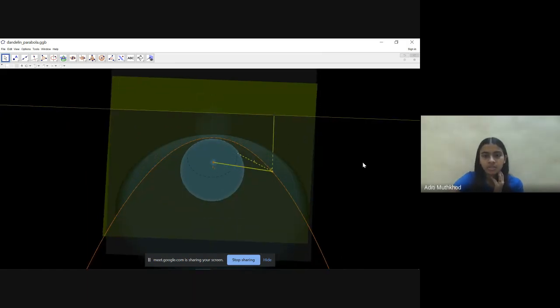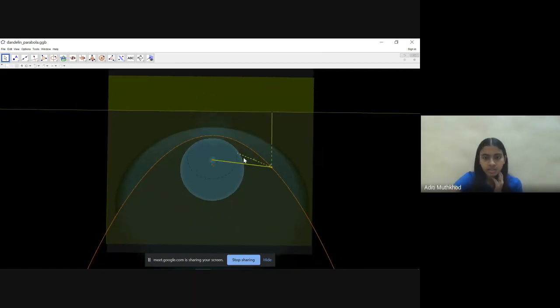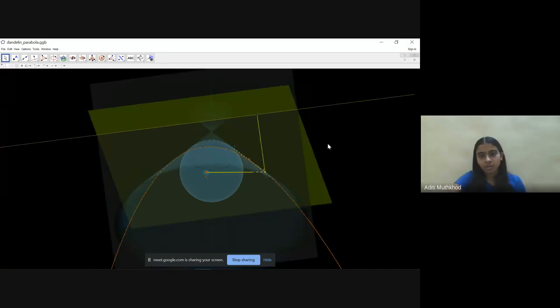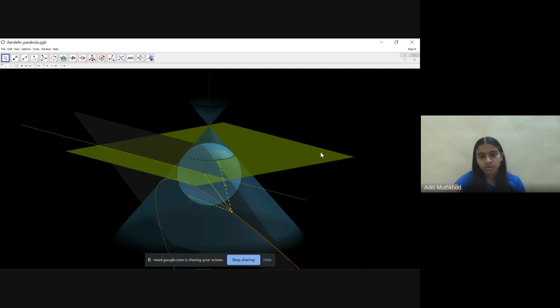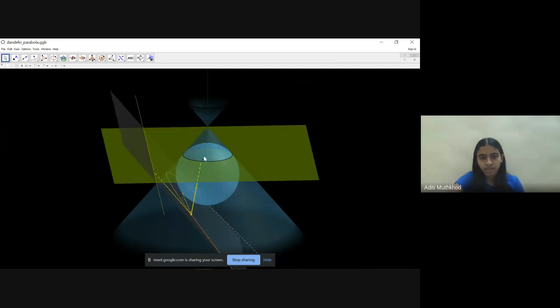It is this distance equal to this distance. Then you draw a perpendicular line. Like in this plane, that is the directrix, but it also happens to be in the same plane as this circle. Does that make sense? Yeah. Okay, nice.